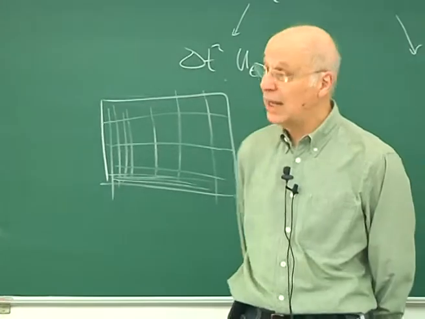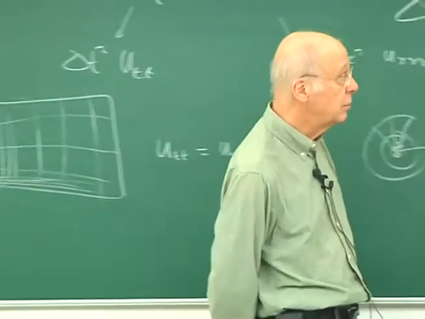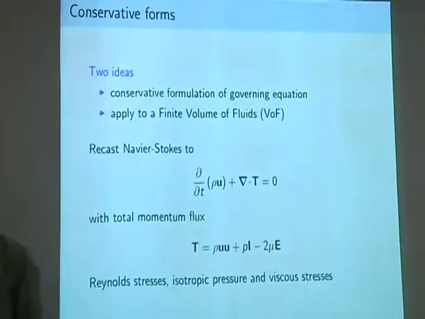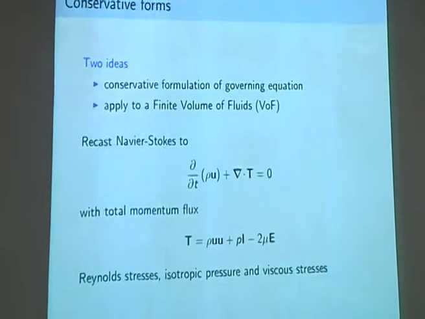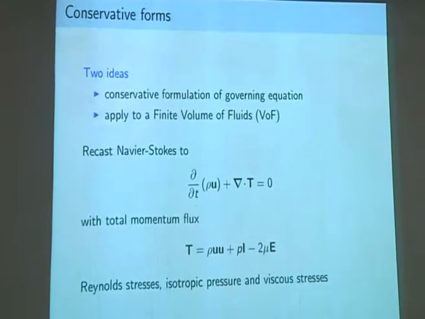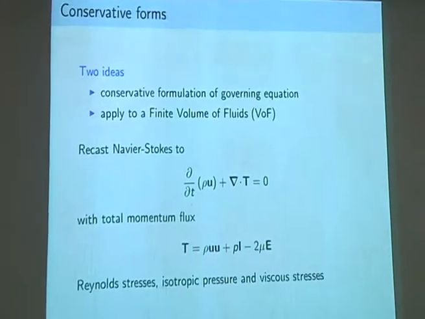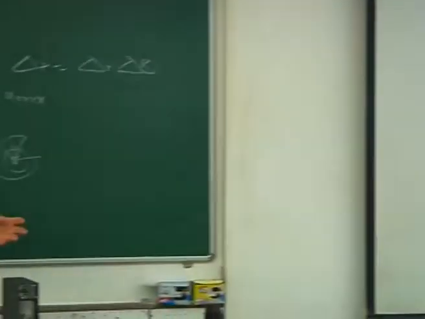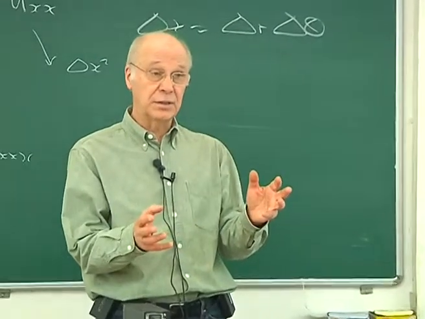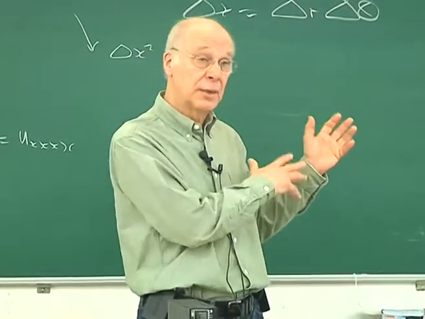So you can recast the Navier-Stokes equation into a conservation of momentum form, which says the momentum changes in time due to a divergence of the flux of momentum. And the flux of momentum, because I'm saying there's no body forces, otherwise we would create momentum, is a Reynolds stress, which is velocity carrying momentum sideways. There's an isotropic pressure, and then there are viscous stresses. So the divergence of this total stress T will change the momentum in time.